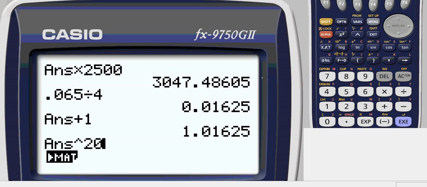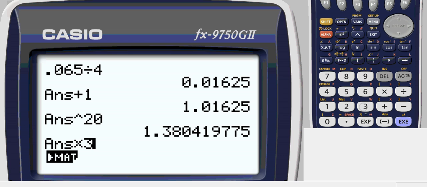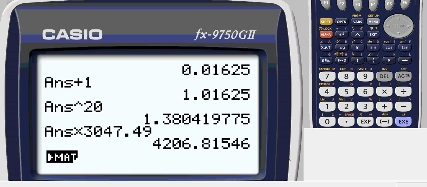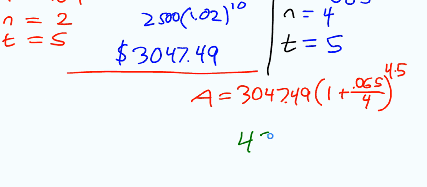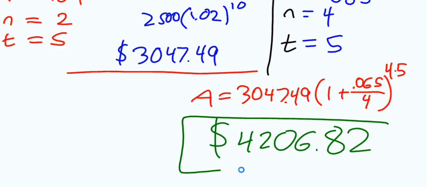And then we're going to multiply it by the 3,047.49, the principal. So after those 5 years, there'll be $4,206.82. It was like 2 problems in one. You solve the first one, plug it into the second. Takes a while.